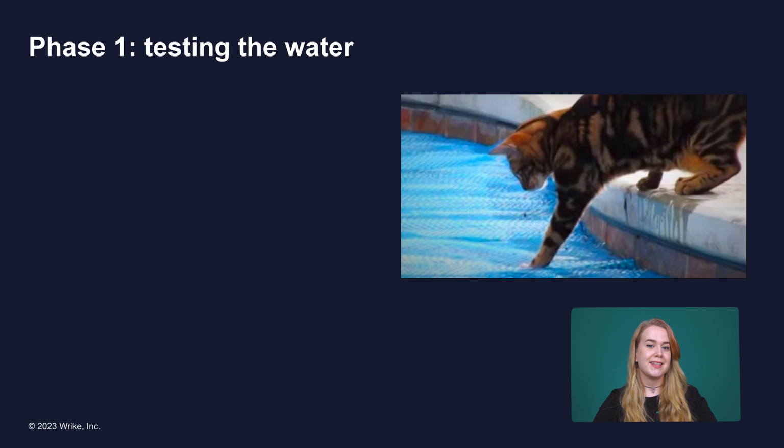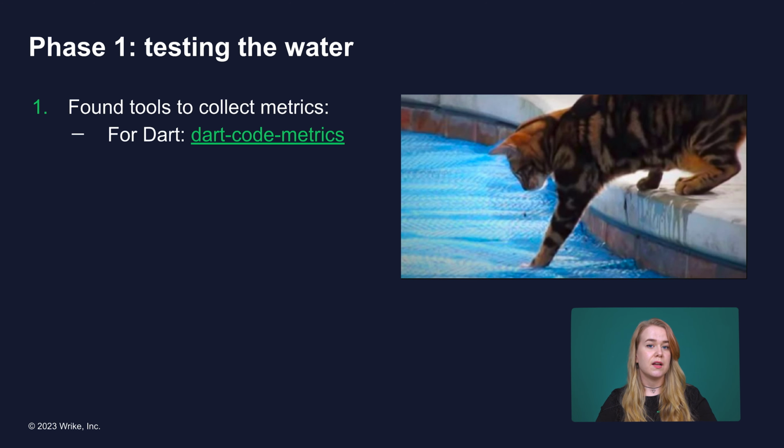So we divided our process into two phases, and the first one was called testing the water. As a company, we've been on the market for a while, and we've managed to write a lot of code during this time. So we wanted to understand how our code was doing, whether the situation was very bad or very good, before we started to ask our developers to take some actions. And we were aware that there are existing packages to calculate metrics, because at the time my colleagues were working on creating such a package. It was called Dart Code Metrics. So we decided to use this package to collect the metrics.